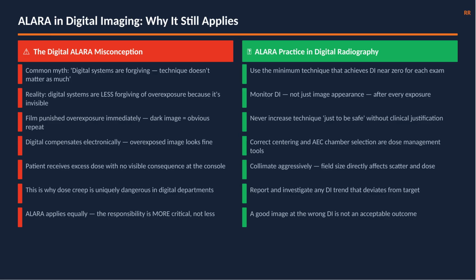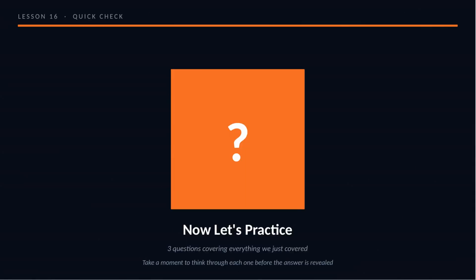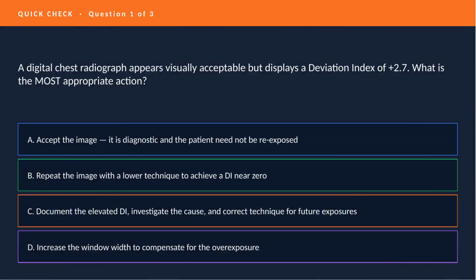Correct centering and AEC chamber selection are dose management tools. Collimate aggressively on every exam. Report and investigate any DI trend that deviates from target. A good image at the wrong DI is not an acceptable outcome. Three exposure index and dose creep questions.